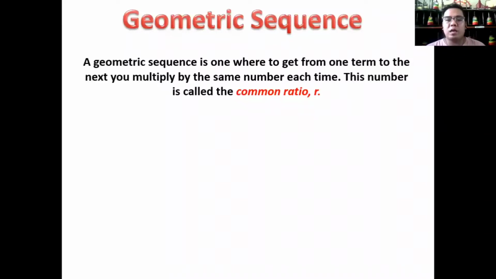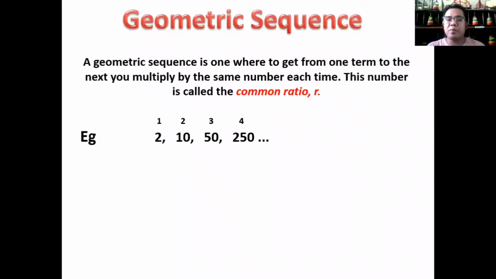So previously, in an arithmetic sequence, we can obtain the next term by adding a constant number, and that number is called the common difference. But for a geometric sequence, we can obtain the next term by multiplying by a constant number, and that number is known as the common ratio. So basically, that is the difference of the two sequences.